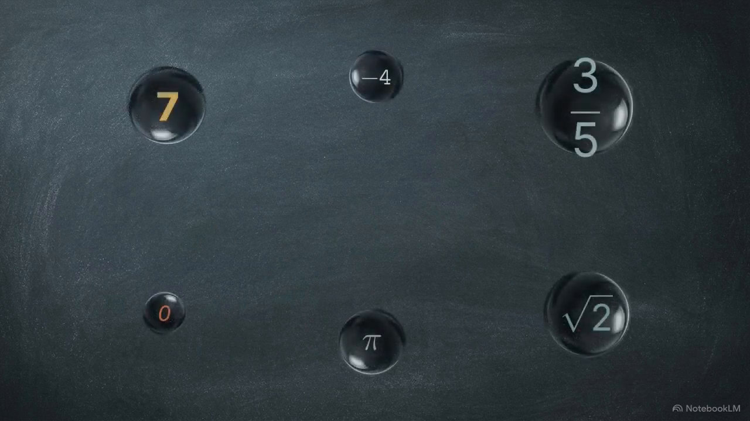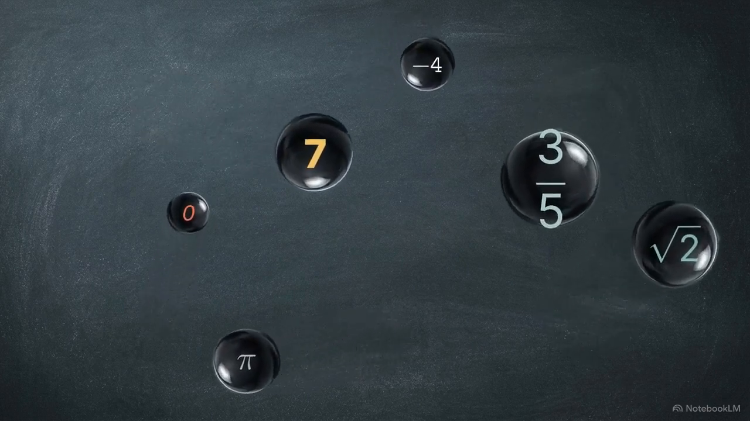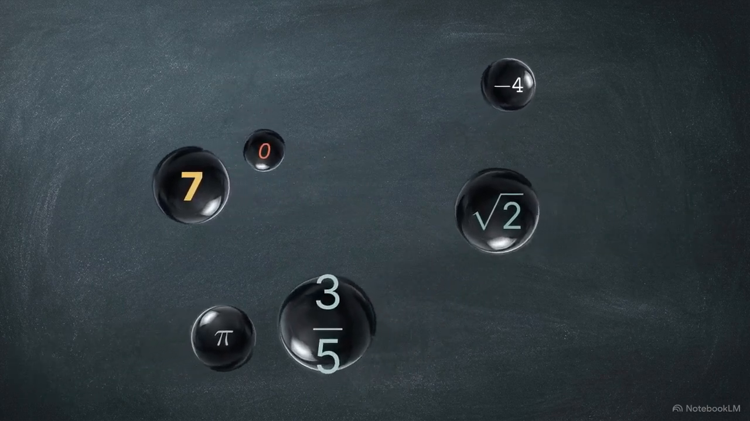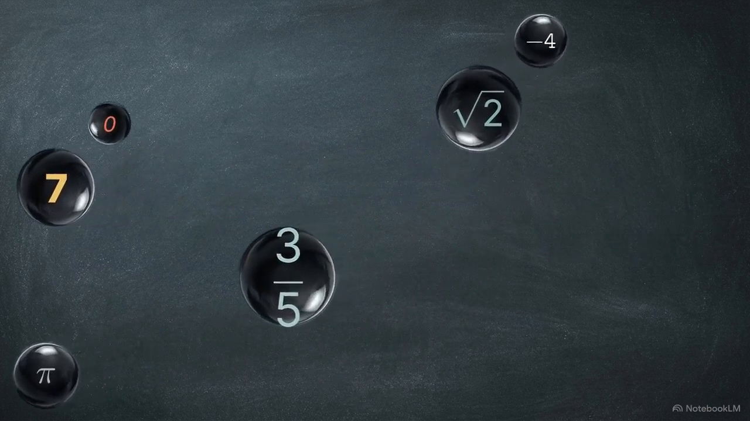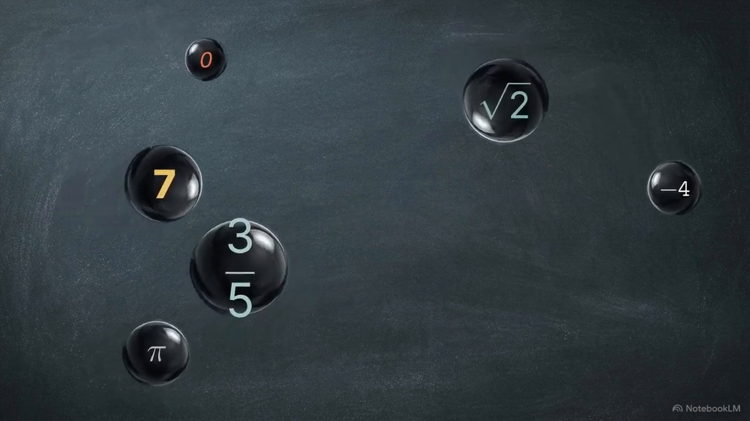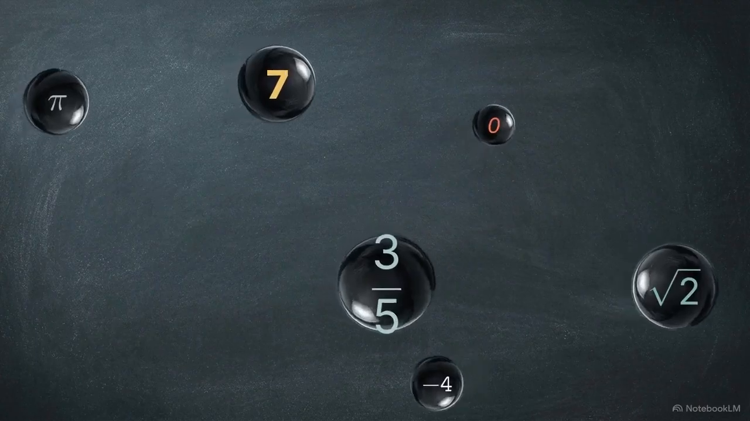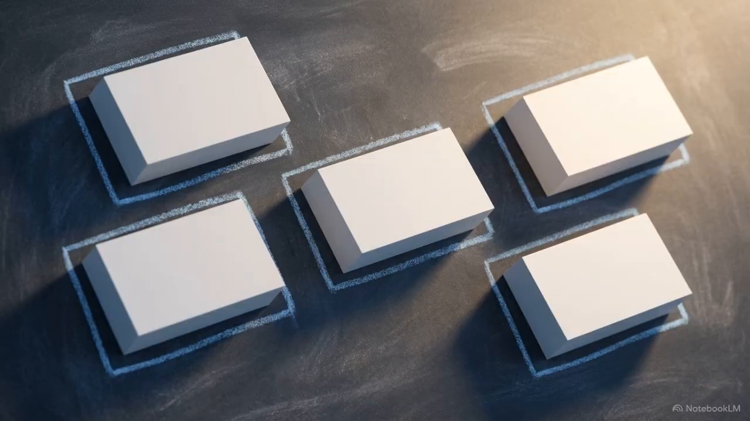Look at these values: 7, -4, 3/5, 0, pi, and the square root of 2. Without a specific system for organization, a list like this can look like a random collection of unrelated symbols. Over the next 5 minutes, we are going to sort these into 5 distinct categories.